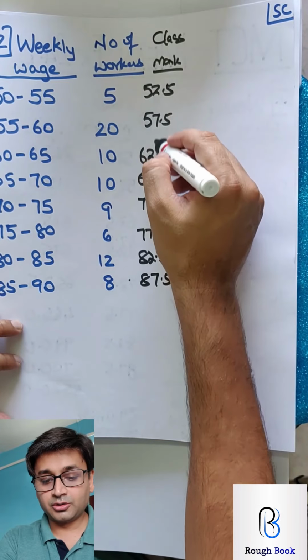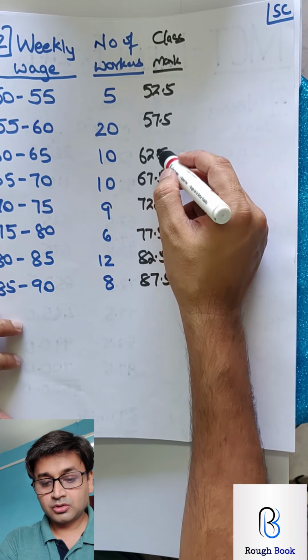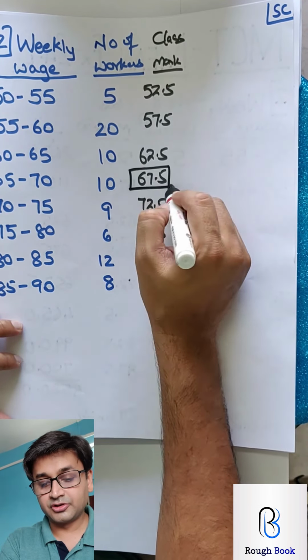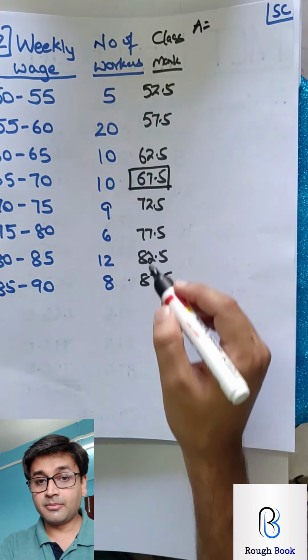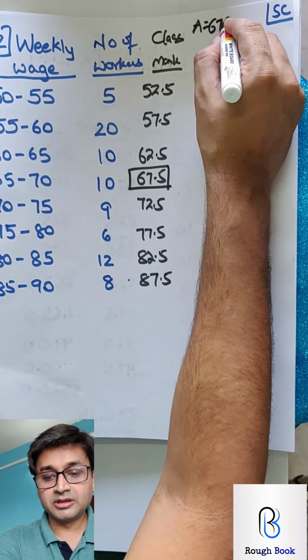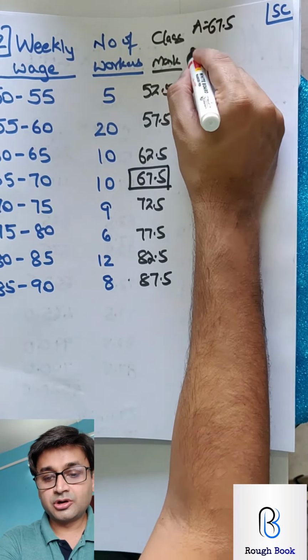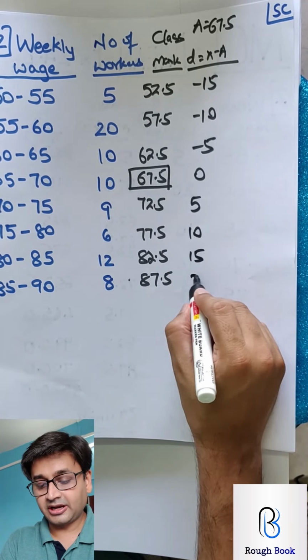Once you got this, 1, 2, 3, 1, 2, 3. So these two are left. So I am picking up this one as my A. Do you remember assumed mean? So you are assuming the mean. So your D is x minus A. That means this minus this. How much would that be? Negative 15, negative 10, negative 5, 0, 5, 10, 15 and 20.